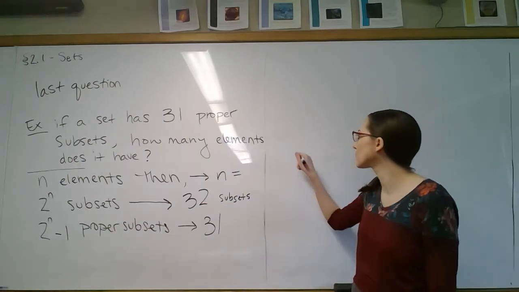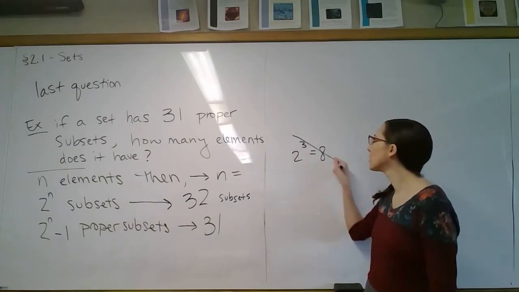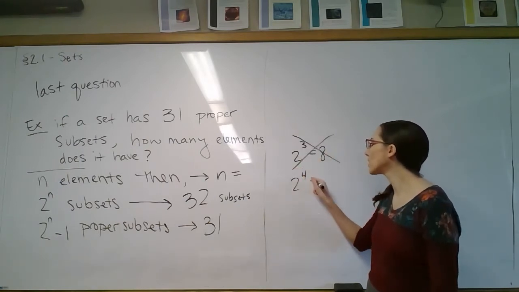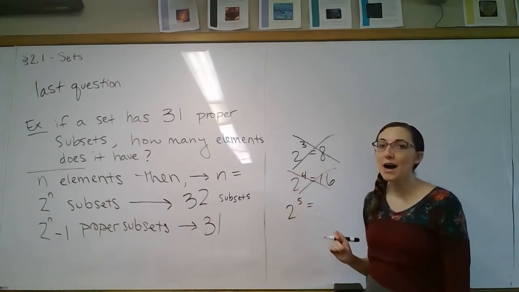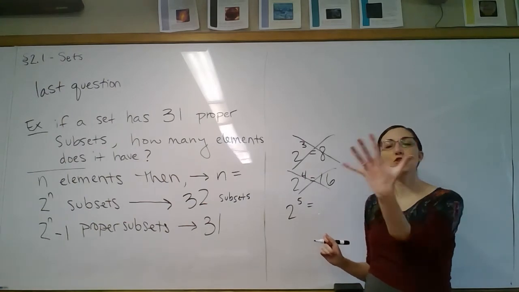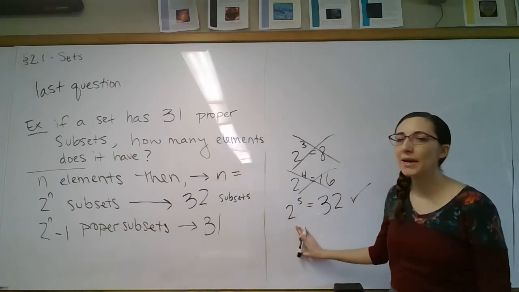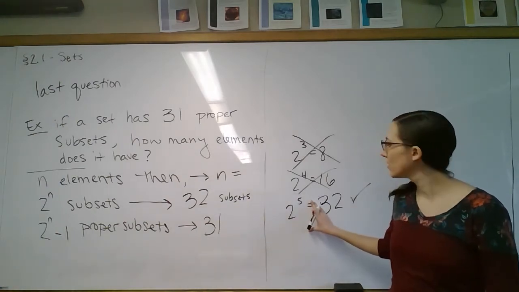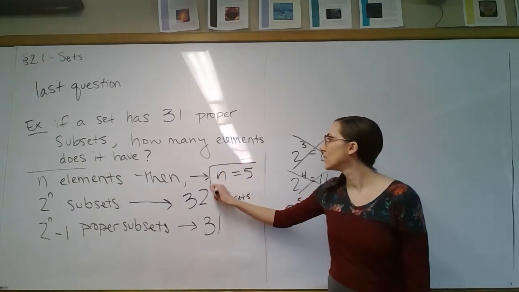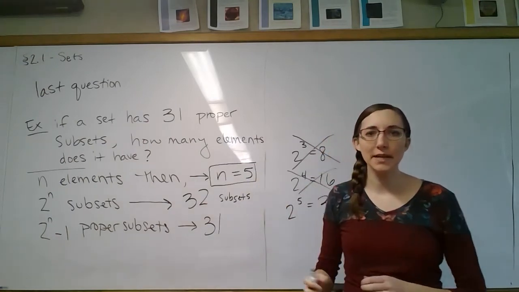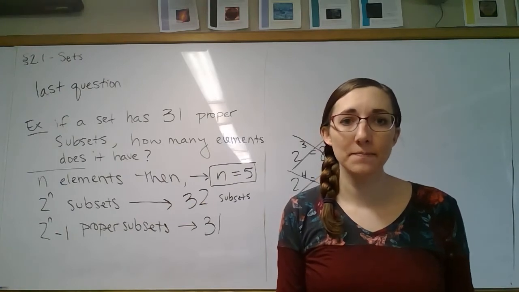So we could try some different things. Like 2 to the power of 3. Well, that's only 8. That doesn't work. 2 to the power of 4 is only 16. That doesn't work. But 2 to the power of 5, 2 times 2 times 2 times 2 times 2, 5 times, is indeed 32. So because it was 2 to the power of 5, this power was my elements. So I will have 5 elements in my set if I have 31 proper subsets.